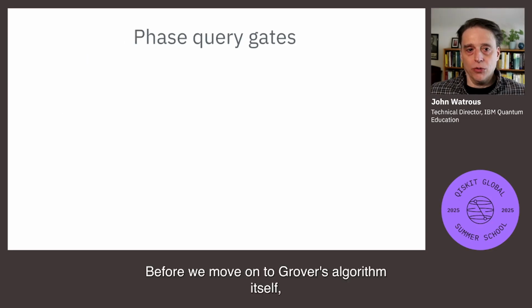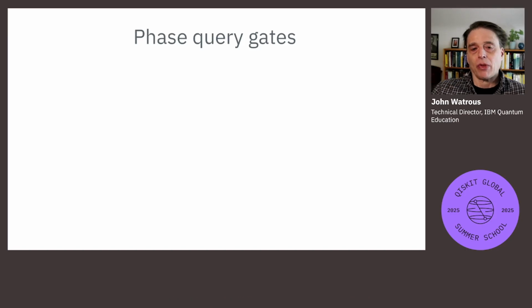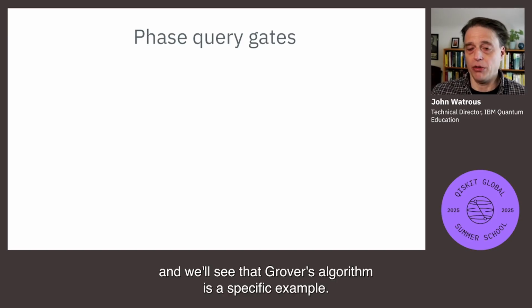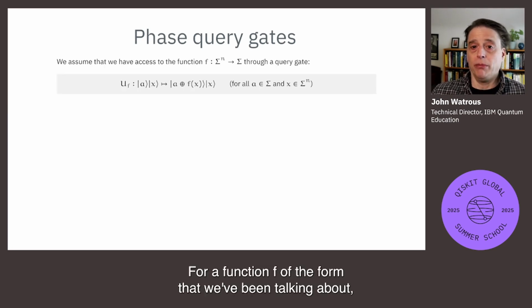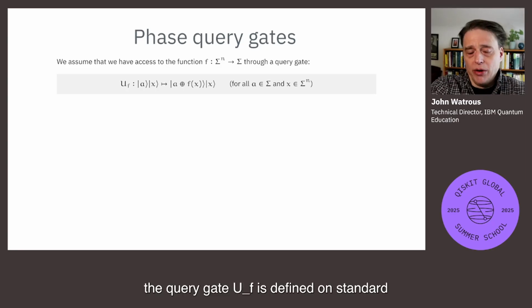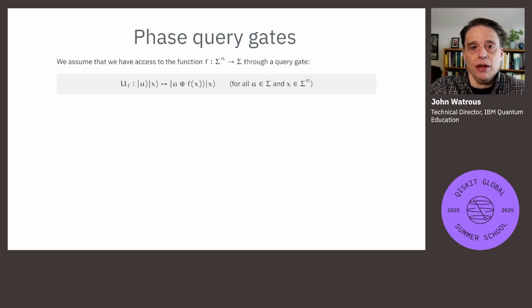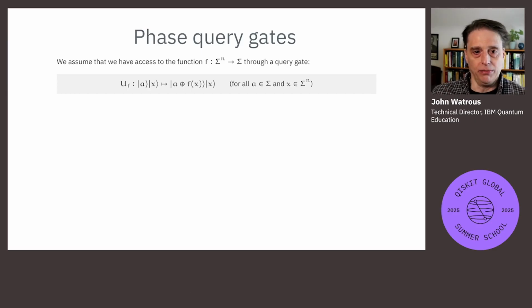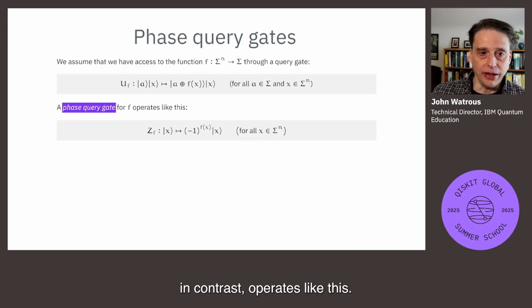Before we move on to Grover's algorithm itself, we need to talk briefly about so-called phase query gates. Many quantum algorithms in the query model are naturally expressed using phase query gates, and we'll see that Grover's algorithm is a specific example. For a function f of the form that we've been talking about, the query gate U_f is defined on standard basis states as is shown on the slide, and for superpositions of standard basis states, the action is determined by linearity. The phase query gate for f, in contrast, operates like this.